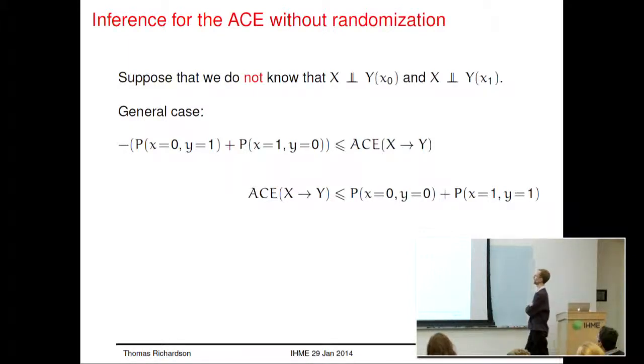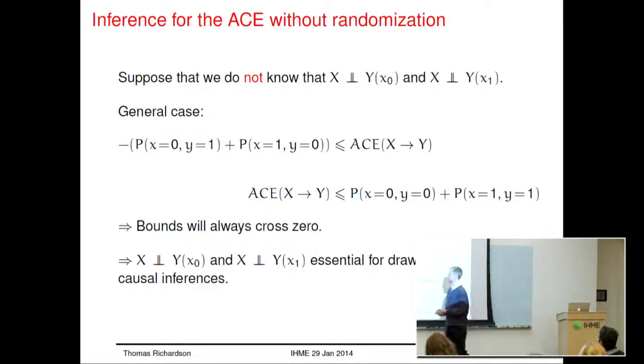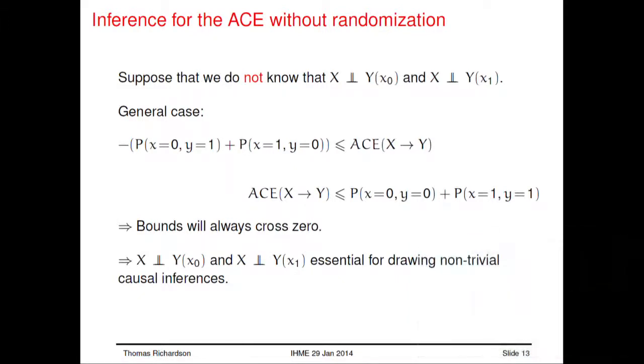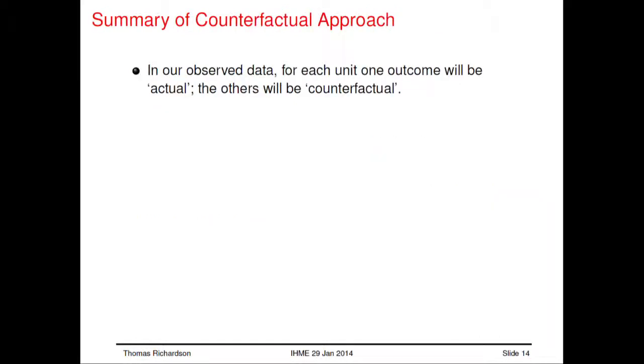So basically, if we don't have this independence, we can get bounds on the average causal effect, but those bounds always straddle 0, which is unfortunate. So in essence, some kind of randomization is going to be essential. We might not have to have randomized. There might be situations where we can act as if things have been randomized, given sufficient covariates. We might believe that this holds approximately conditional on other covariates, but we need some independence in order to draw non-trivial causal inferences.